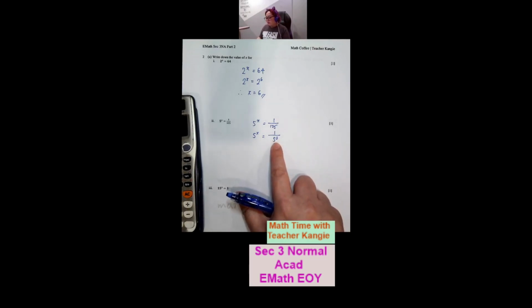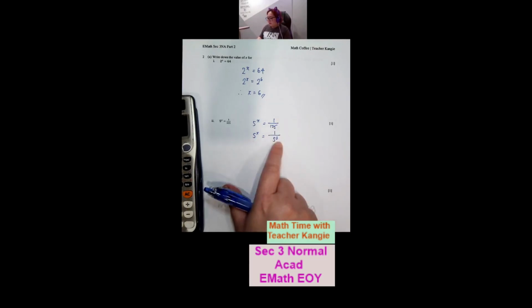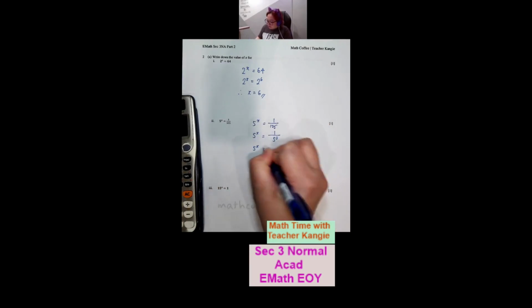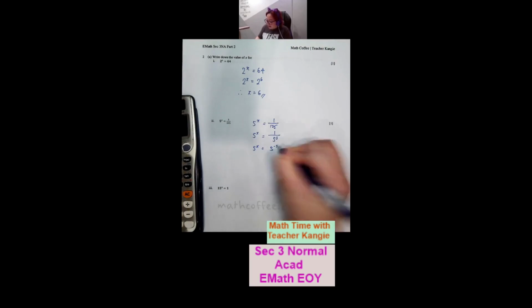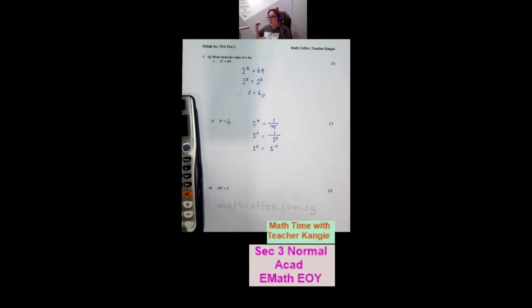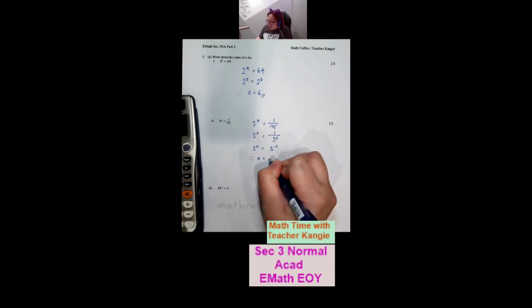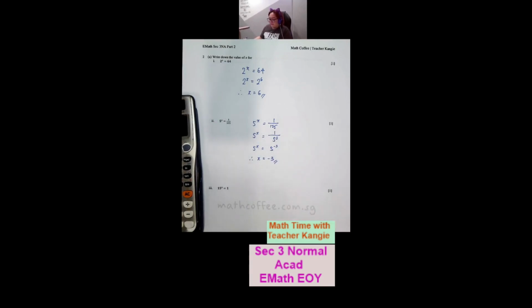Okay, so now this one you will have to change to same as in base 5. So how are you going to do that? When it is positive at the denominator, just bring it up. So it will be 5 to the power of x equals to 5 to the power of negative 3. When it's negative, if it's positive at the denominator, just bring it up. Therefore, I know that my x is equals to minus 3. Done.